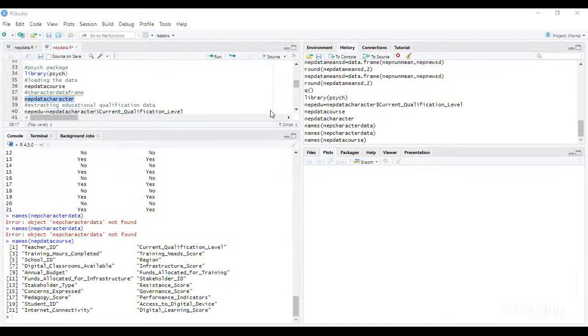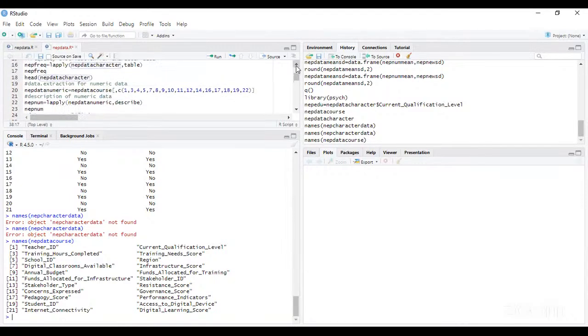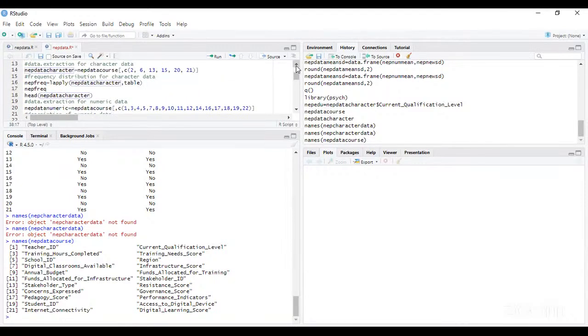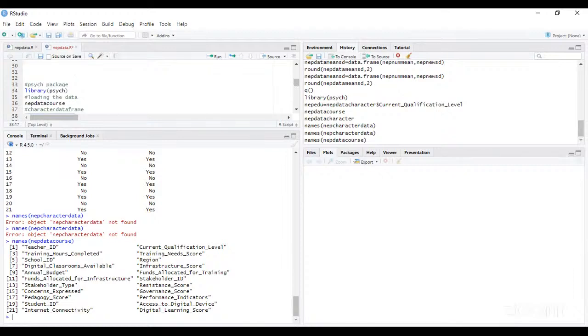Ma'am, I think it's the same problem as I was having. I think it was NEP data character and NEP character data. Let me see the problem because I think she will not understand otherwise. Ma'am, see, NEP character data is not found. Your NEP data character is the name. Go up in the 1 second. You have used NEP data character, so now you write the name NEP data character.